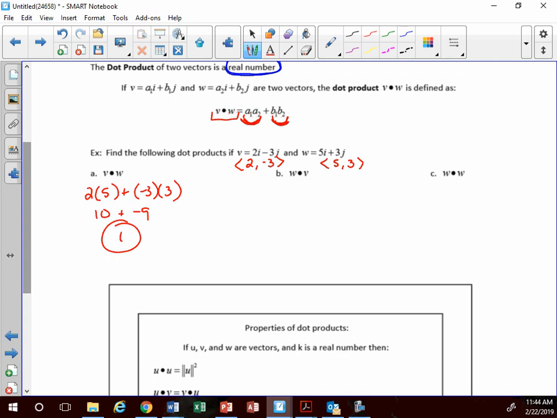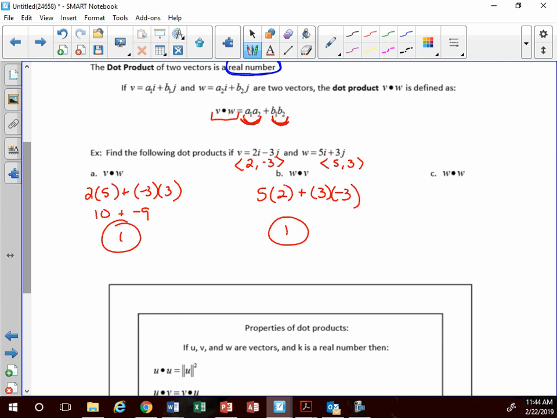All right. So example B here, I'm doing w dot v. Is that going to be different than v dot w? Okay, let's think multiplication. 2 times 3. Is that different than 3 times 2? Okay, so I can go through and show you, but you're doing the same thing. It'd be 5 times 2, 3 times -3. You're still going to get 1. Okay? Order does not matter when you're multiplying.